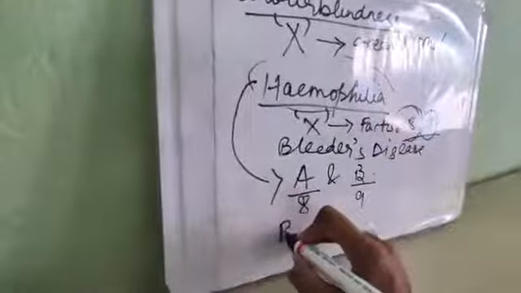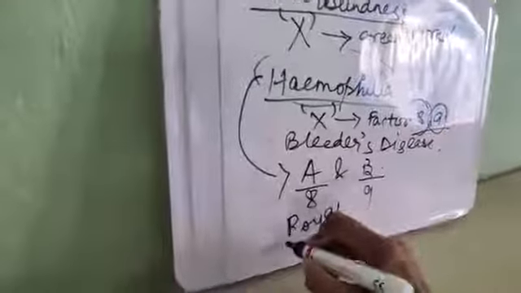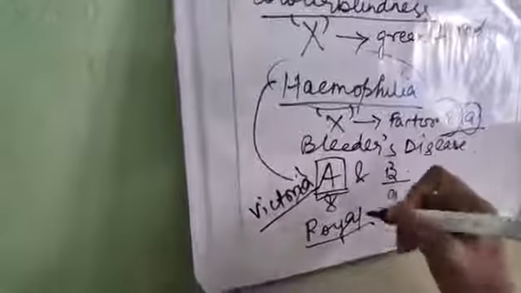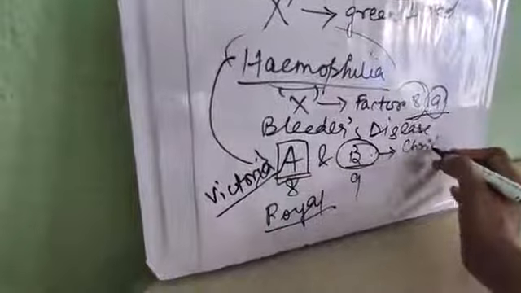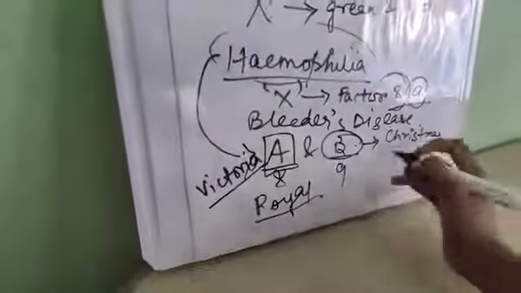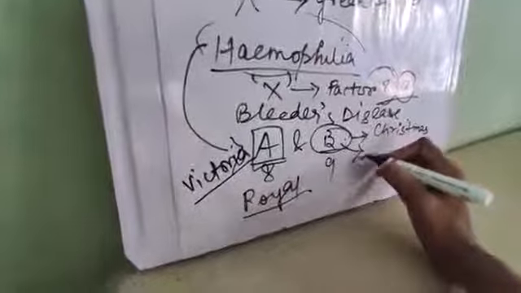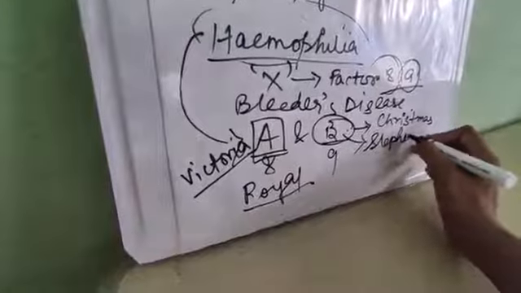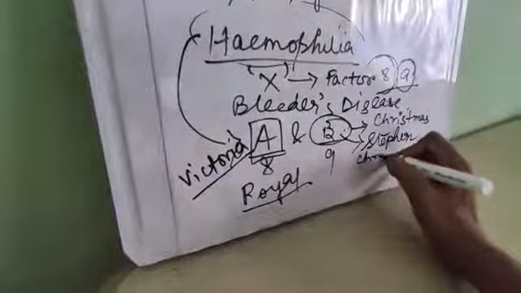Hemophilia A is also called royal disease. Why? Because this hemophilia A was first found in Queen Victoria. Okay, this disease was first found in Queen Victoria, and for this reason this disease is termed as royal disease. And hemophilia B is termed as Christmas disease. Why? Because it was first found in the patient named Stephen Christmas. Okay. But hemophilia A is more common than hemophilia B.